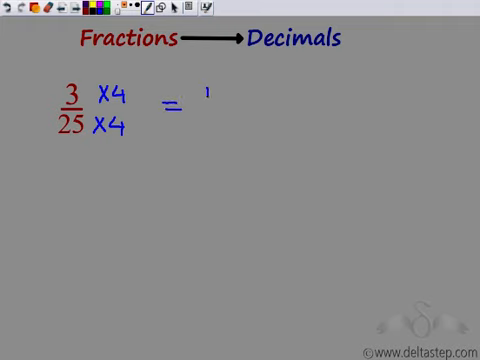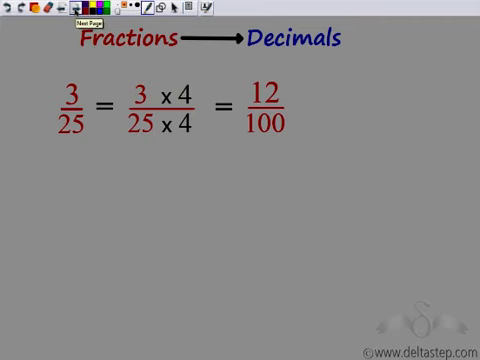3 into 4 is 12. And 25 into 4 is 100. So this is what I get, 12 by 100. Now, it's easy to write this number as a decimal. We've already seen how to do that. What you will do is write the number as it is. 1 is being followed by 2 zeros. So after the 2 digits, I'll place a decimal point. 1, 2. I'll place a decimal point here. So this becomes 0.12.